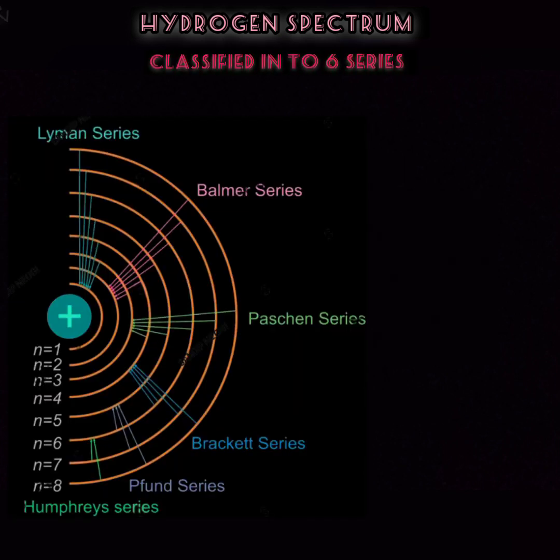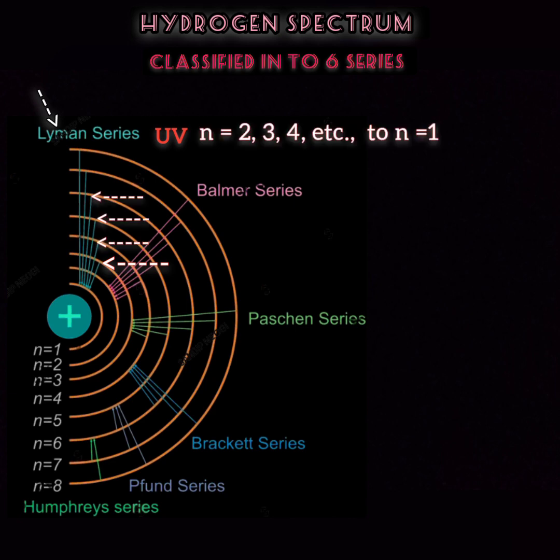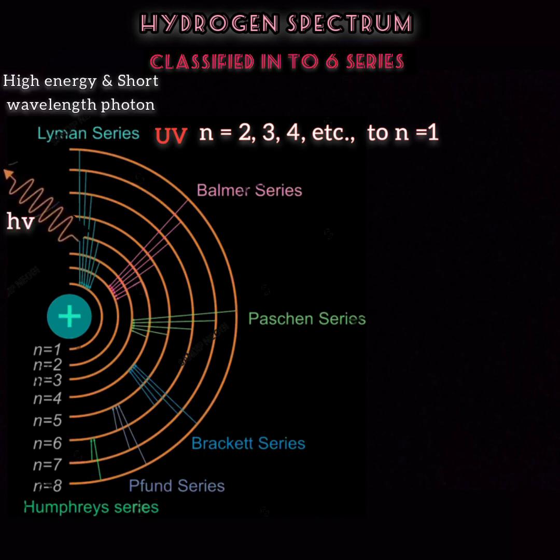The first series is Lyman. This series lies in the UV region because it corresponds to electron transitions from higher energy levels to the n equal to 1 energy level in a hydrogen atom. These transitions release photons with high energy and short wavelength.